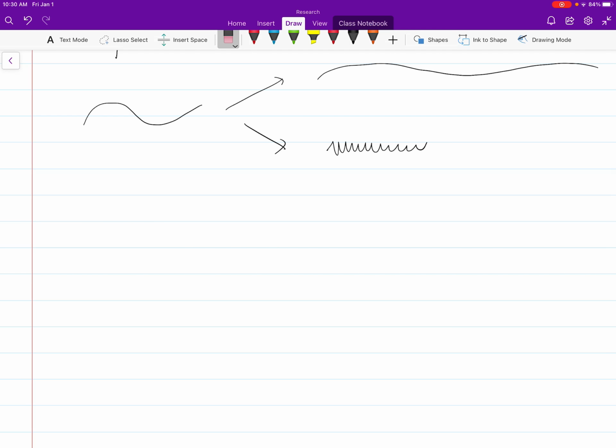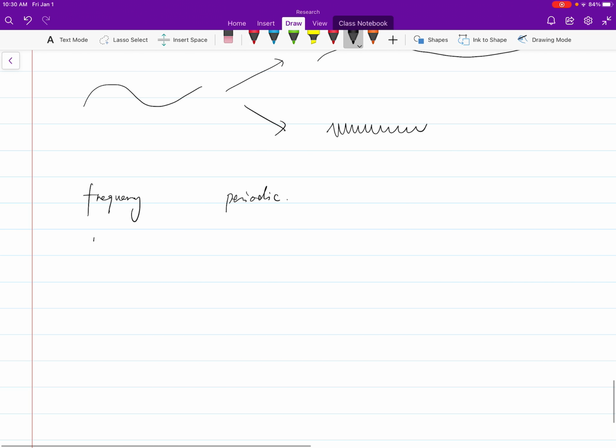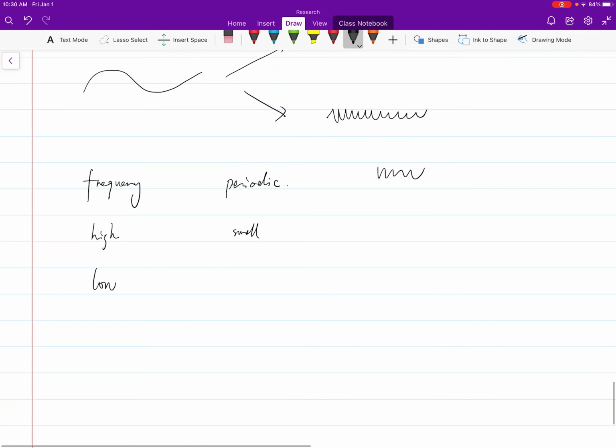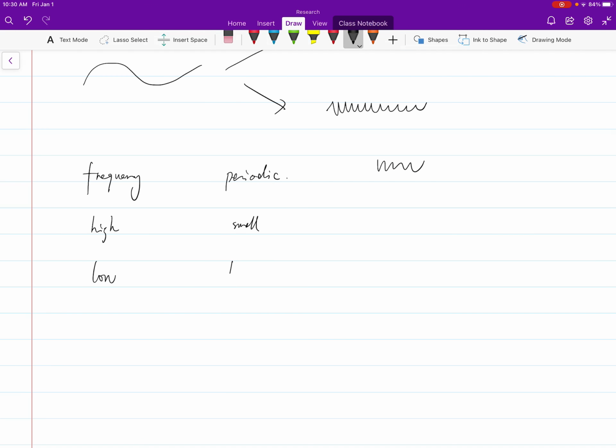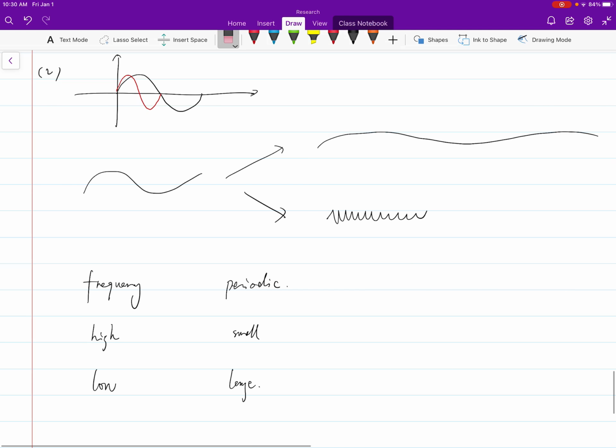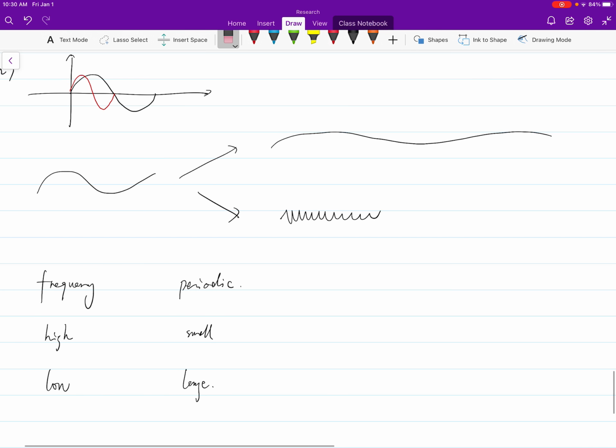So let me write it down. Frequency and the period. Depending on the definition, sometimes we use different things. But the general principle is if the frequency is high, the period is small. That means it only takes a very short period of time to complete one cycle. And if the frequency is really low, for example, for earthquake or big tide on the ocean, the period is really large. It takes you probably 50 years to complete one cycle.